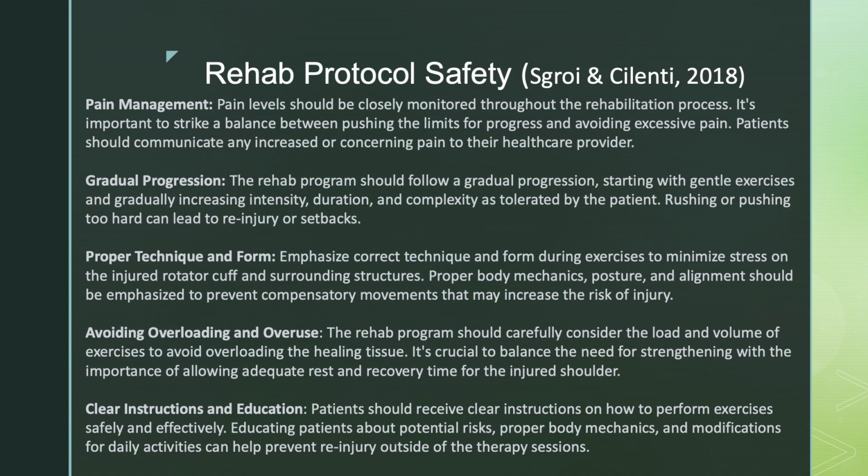Ties into proper technique and form. We want to make sure as we're doing these exercises with the individual, they do them the right way. This is key to the rehab, but then key to when they leave us and kind of ties into clear instructions, education as well at the end. We want to make sure that they understand how to lift things, how to do things. Maybe you weren't doing this in the gym. Maybe we need to get you in the gym and doing some shoulder exercises because this is how your daily work life is. And avoiding overload and overuse.